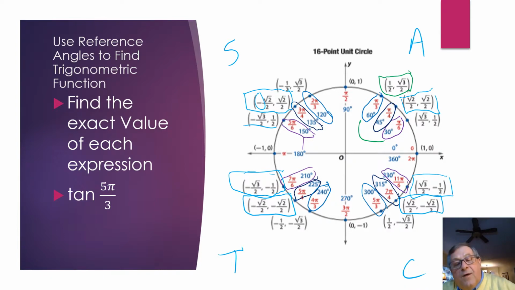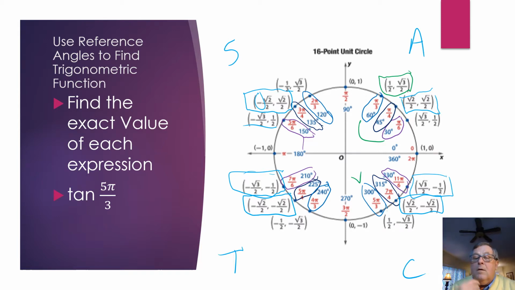Now, we're asked to find the tangent of 5 pi over 3. So if I see 5 pi over 3, my reference angle is going to be what? It's going to be pi over 3. Now, what quadrant am I going to be in? It's not pi over 3, which would put it in the first quadrant, so I've got to find 5 pi over 3. Well, it's right here. 5 pi over 3 is down here in the fourth quadrant, right?